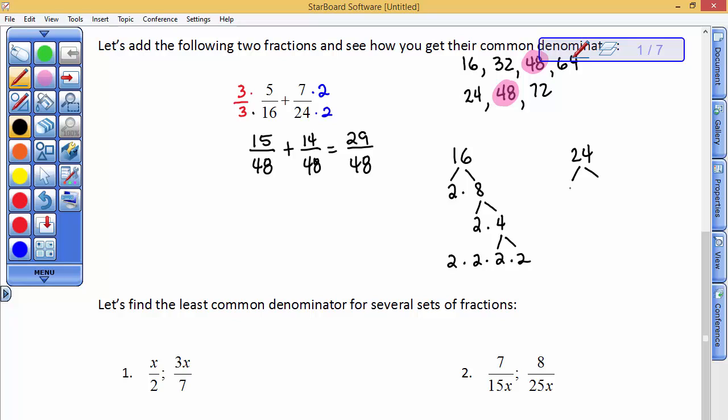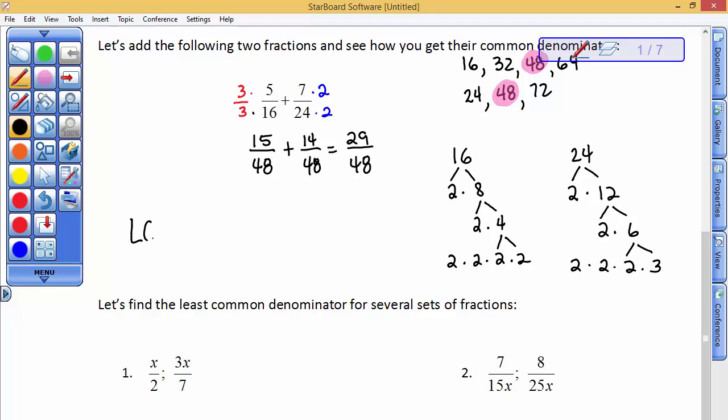The number 24, I'm sorry, 2 goes into it 12 times. I keep going with 2 if this is even. 2 goes into it 6 times. 2 goes into 6 3 times. And I bring down this 2, and I bring down that 2 and that 2.